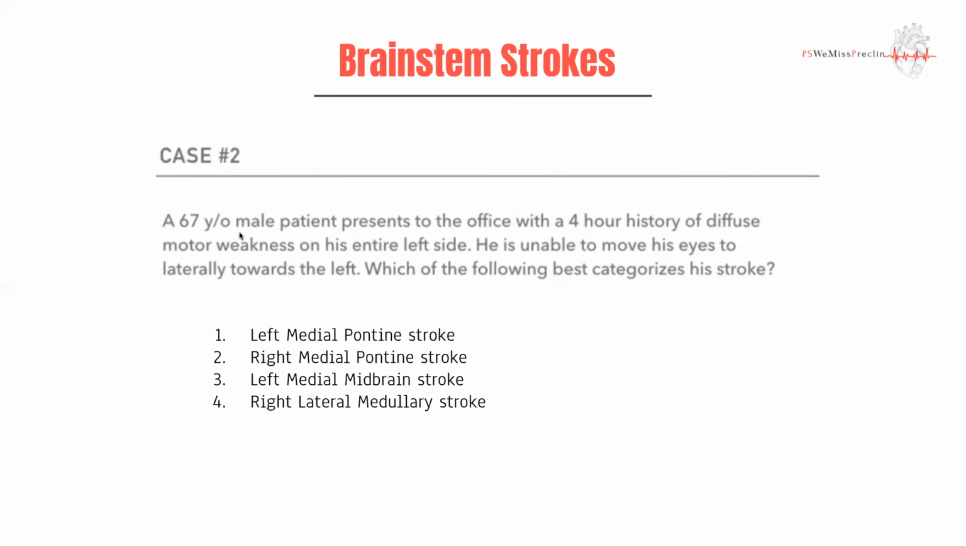We have a 67-year-old male who presents to the office with a 4-hour history of diffuse motor weakness on the entire left side. He's unable to move his eyes laterally towards the left. Which of the following best categorizes his stroke? So firstly, let's just forget that we were studying brainstem strokes. I see 4 hours of diffuse motor weakness on the left side. I think, oh shit, that's not good. This is a stroke.